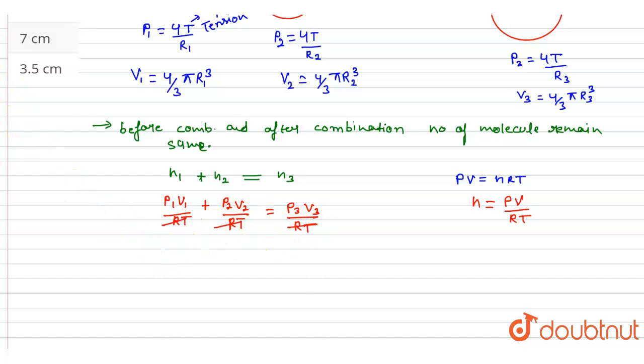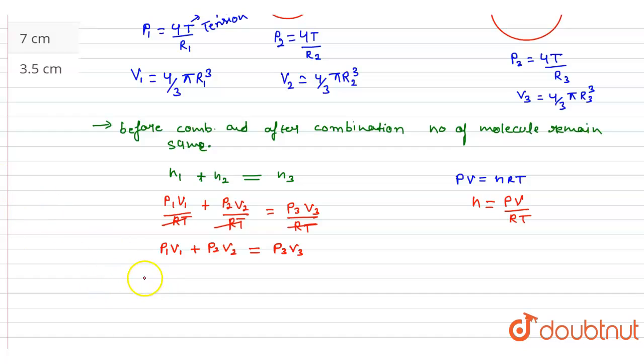Then finally we have the final equation P1 V1 plus P2 V2 is equal to P3 V3. So we have all values P1 V1, P2 V2 and P3 V3. Let's put them.